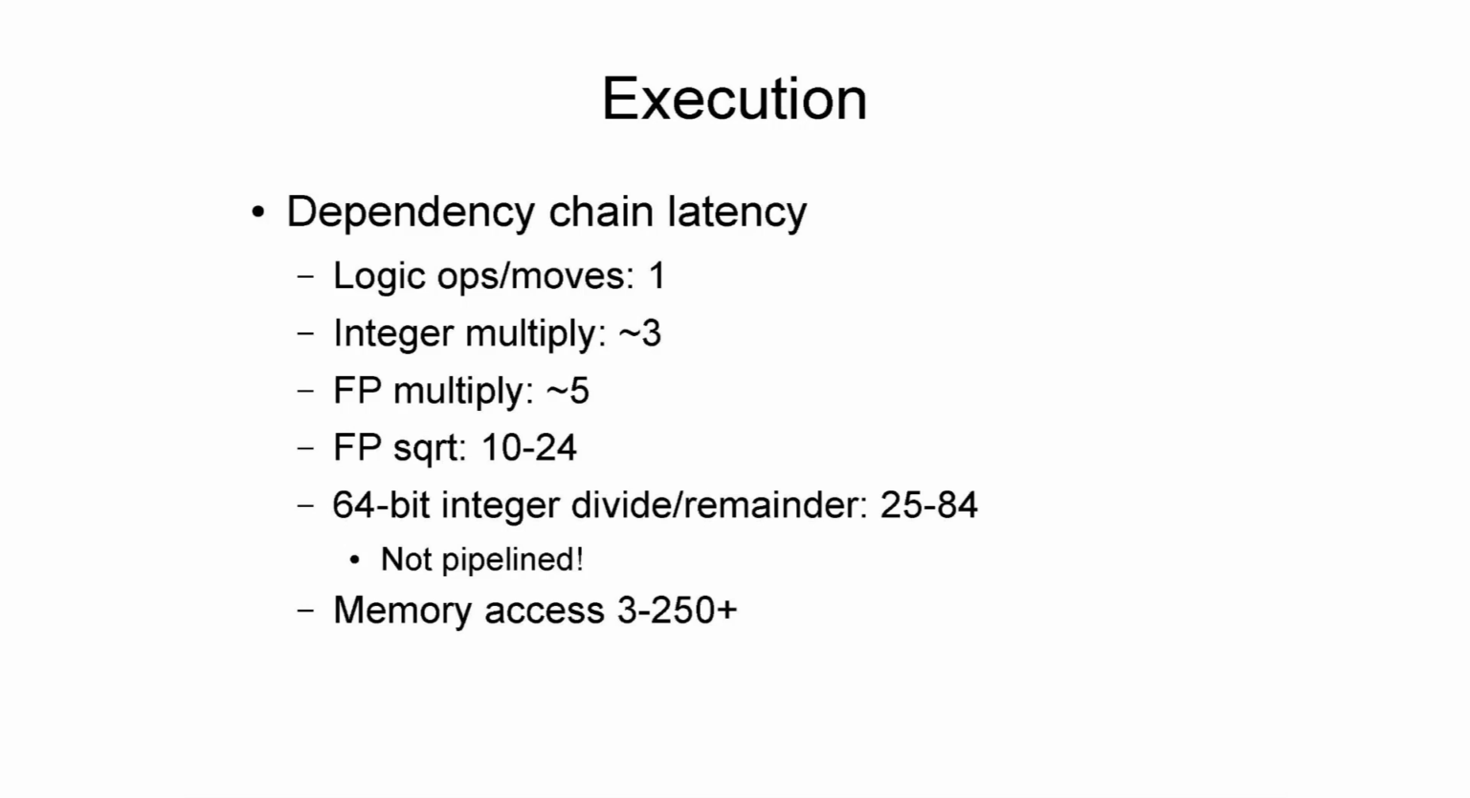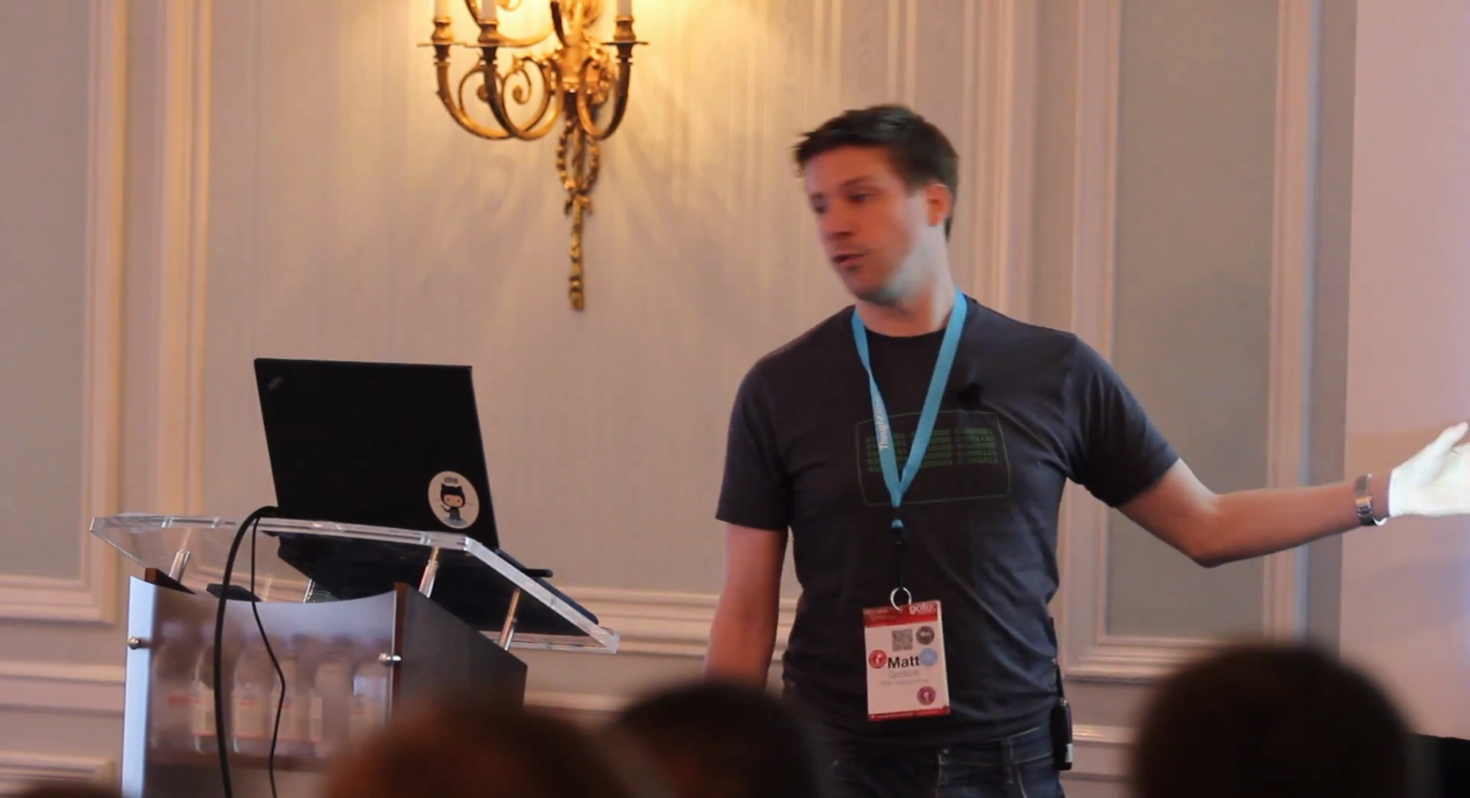There's another component, as well as the throughput issue of how many we can start each tick. We have the dependency between instructions. So for logic ops and moves, if you start a move or an exclusive OR, the results are ready on the next tick. So the next instruction that depends upon that can start the very next cycle. For integer multipliers, that's 3. For floating point multipliers, as I said, that's 5-ish, 6. For square roots, 10, 24. For divide and remainder, we're looking anywhere between 24 and 84. It depends on the actual data you're using.